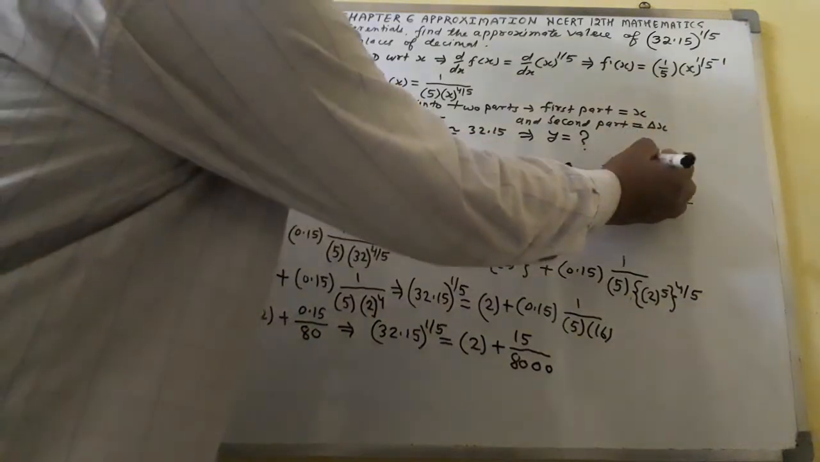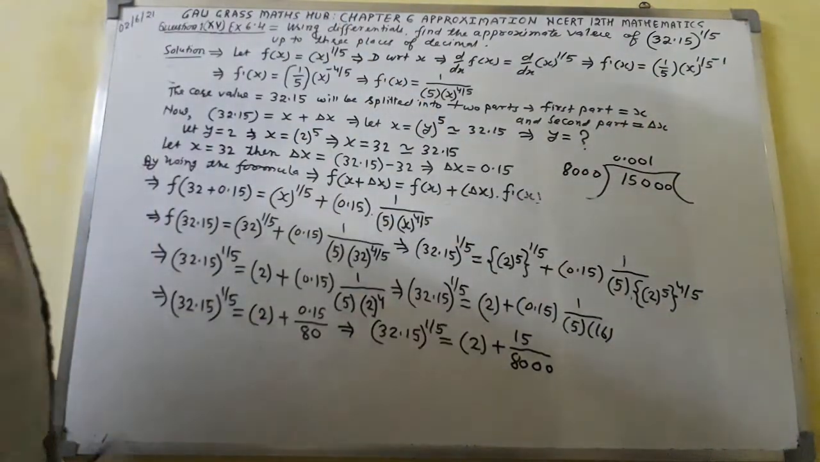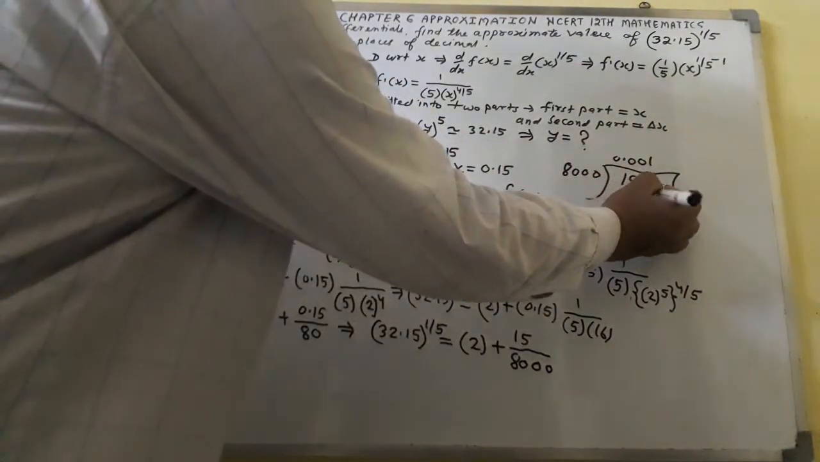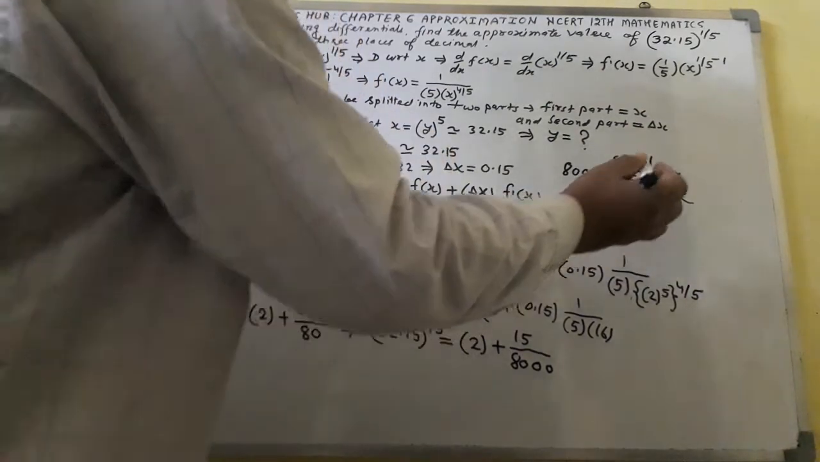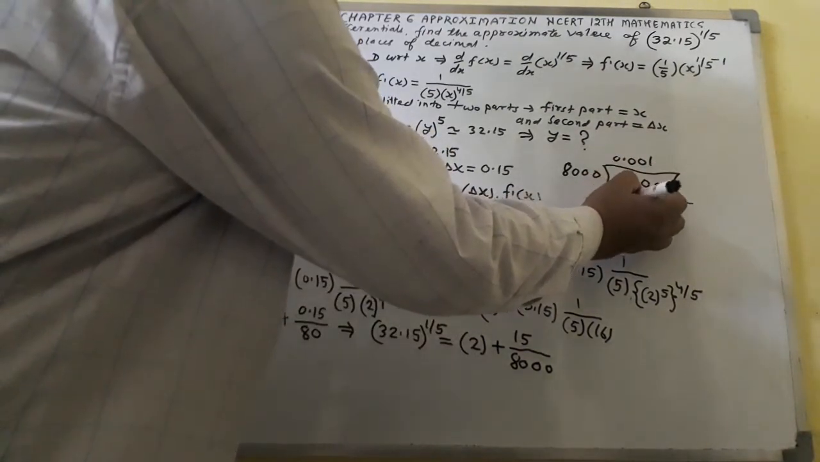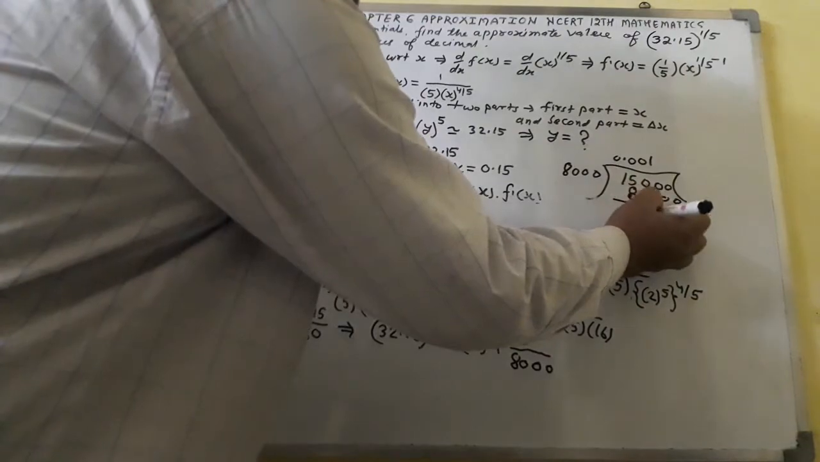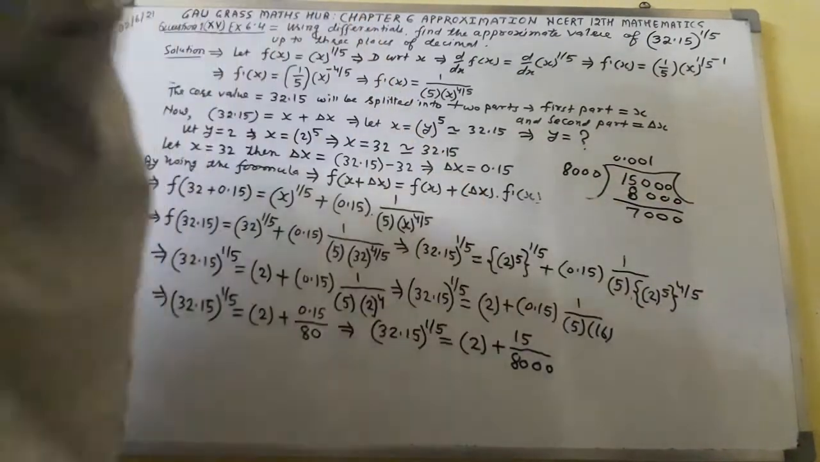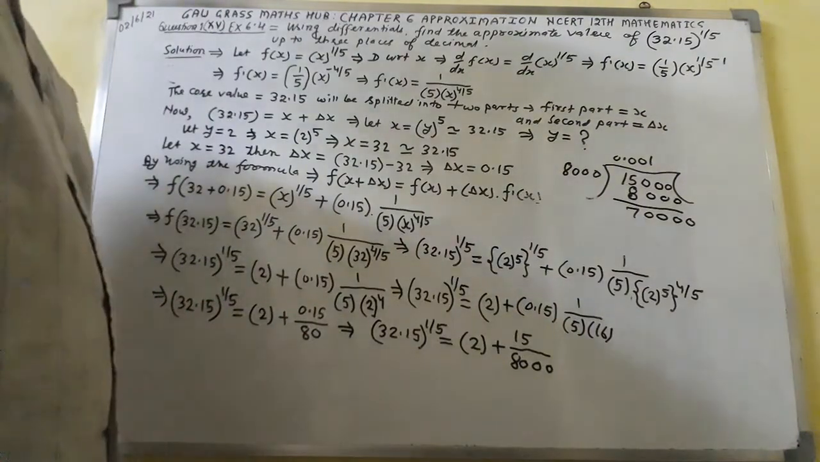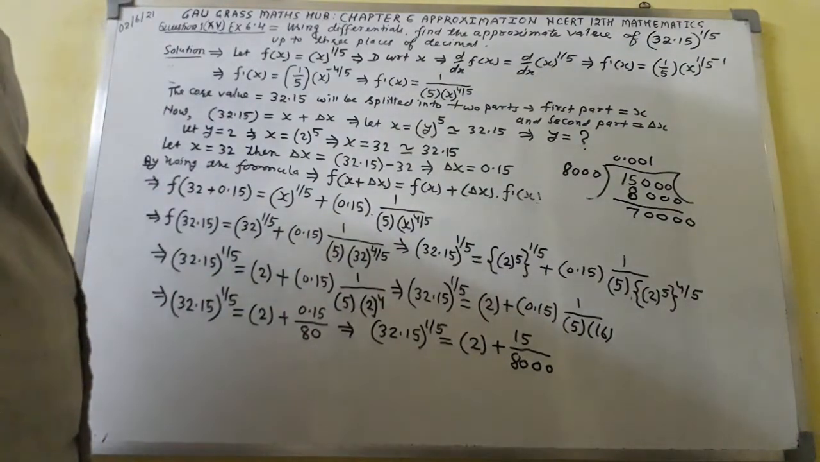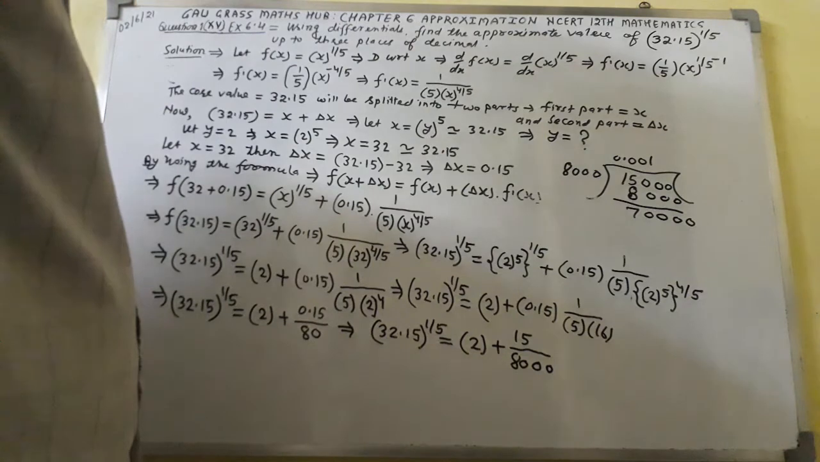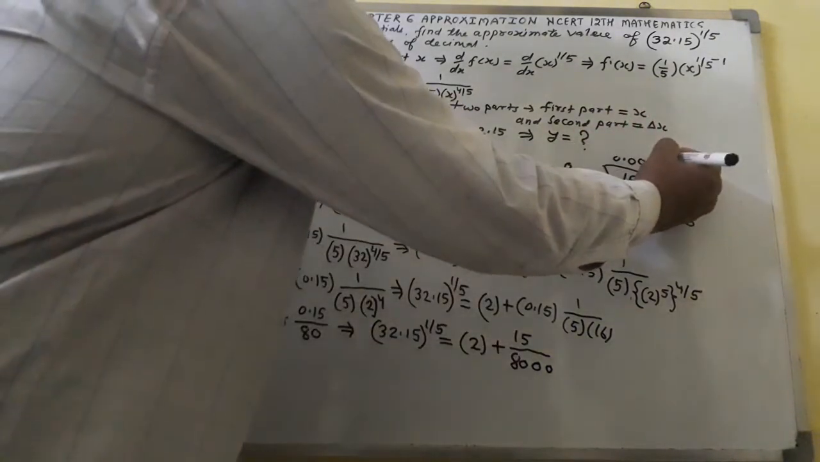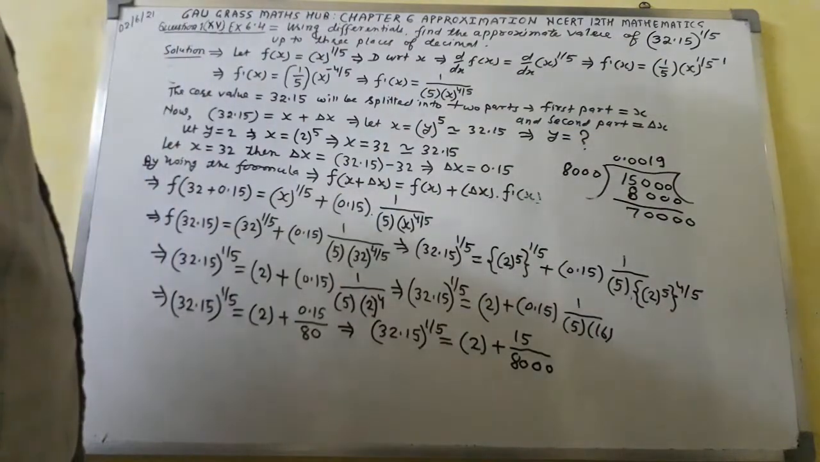Write here 1, so you will get 3 zeros in sequence. Write here 8, so you will get 7,000. Again write here 0. How many times will it go? Approximately 9 times, so you will get here 9 point.